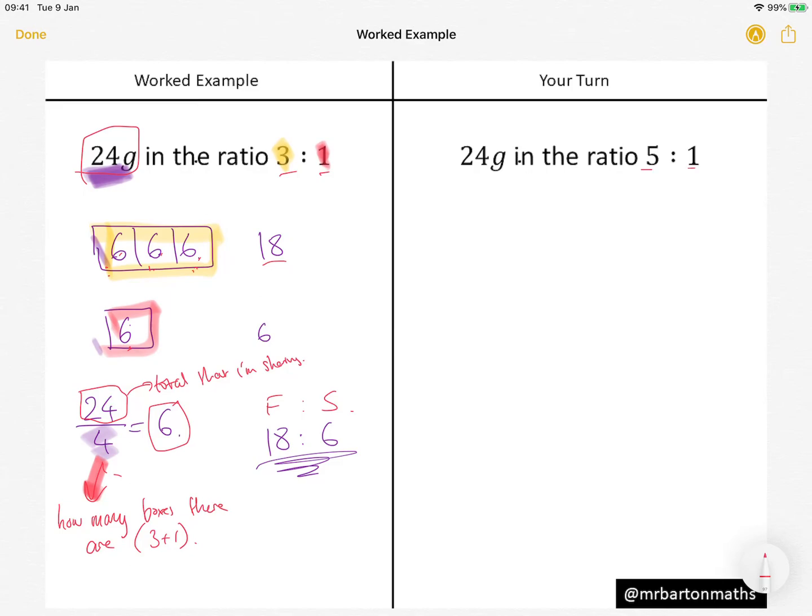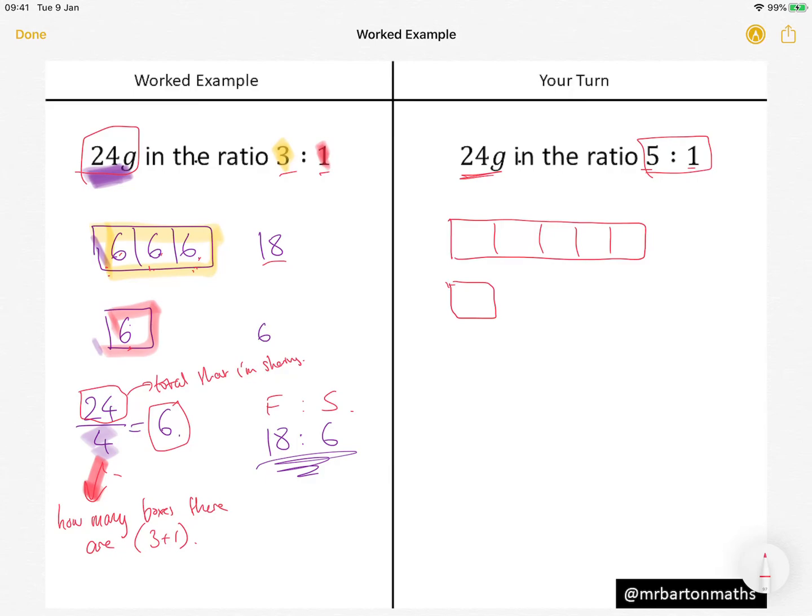So there's 5 boxes to 1 box. So I'm going to draw out my 5 boxes and my 1 box, and they are all worth the same amount. So I'm trying to make them similar sizes to show that. So in total, there's 6 boxes. That comes from the 5 add the 1, because there's 6 boxes.